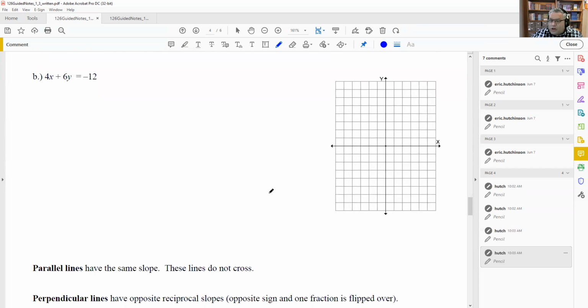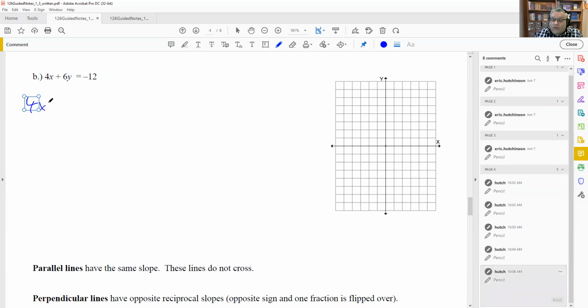So the next one here, this one is not solved for y. So if I want to identify the slope and the y-intercept, the first thing I would want to do here is to solve this for y. I have to get it into the correct form, so that way I can figure out what the slope and the y-intercept is. All right, so let's go ahead and do that.